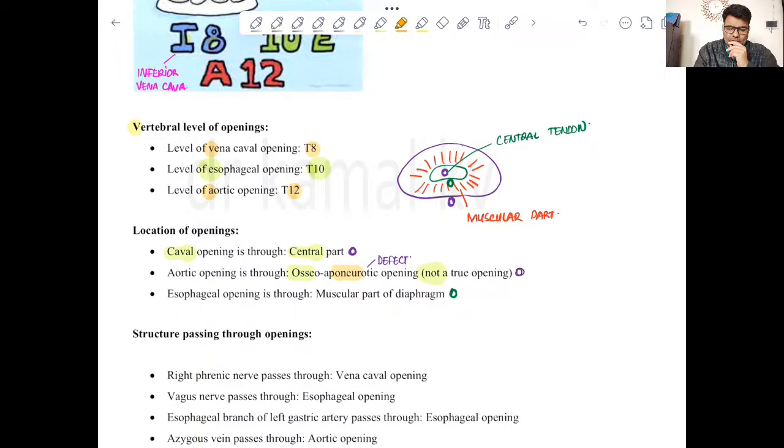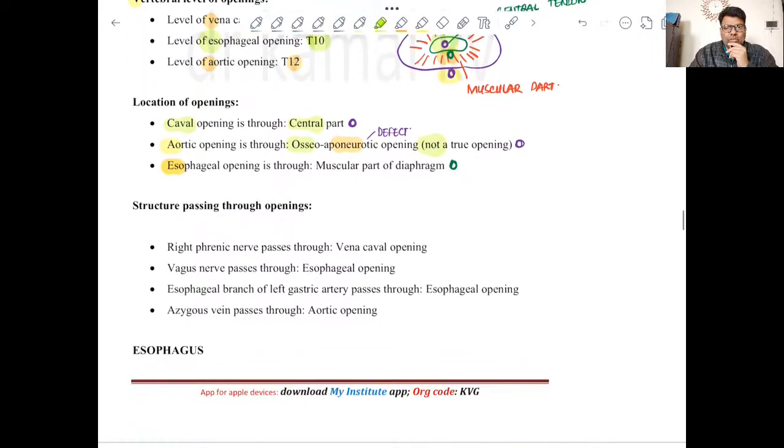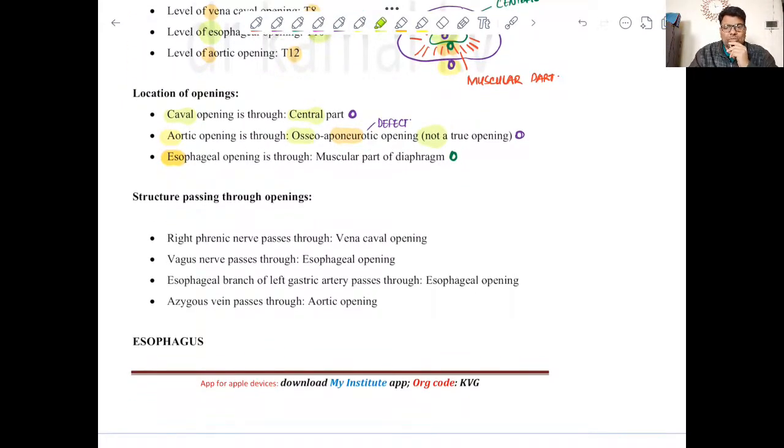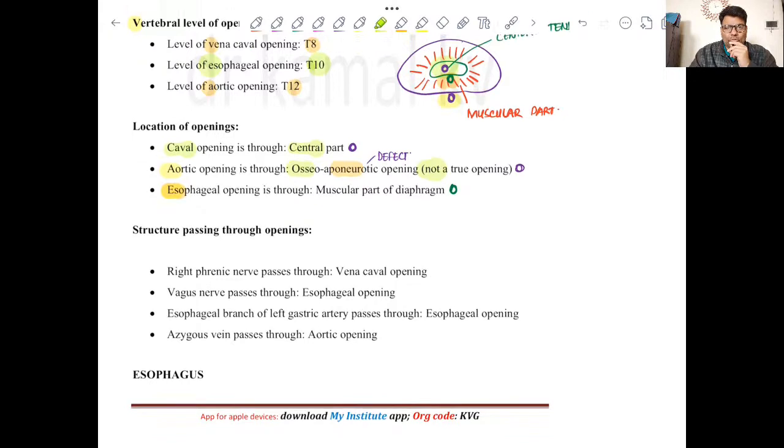So it is not through the substance of diaphragm. Clear? So these are the locations of openings: caval, aortic, esophageal. So this is esophageal, this is aortic, and this one is caval, right? So these are the locations of different openings. Now the third thing which is usually asked is the structures which are moving in or out through these openings. Right phrenic nerve passes through vena caval opening.